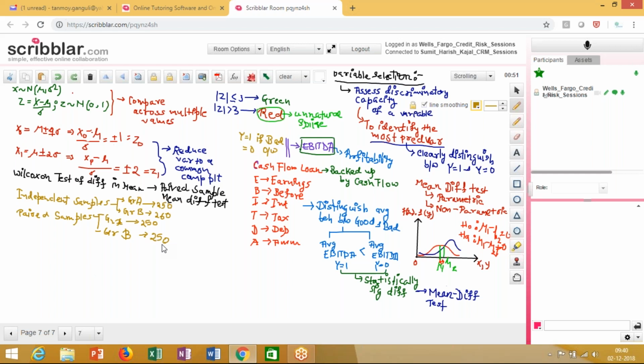Great. Now, can you give me an example? Can you tell me of a situation where, I mean, can you give me an example of two independent samples and a case of two paired samples? A respective case when each of these respective situations can occur.